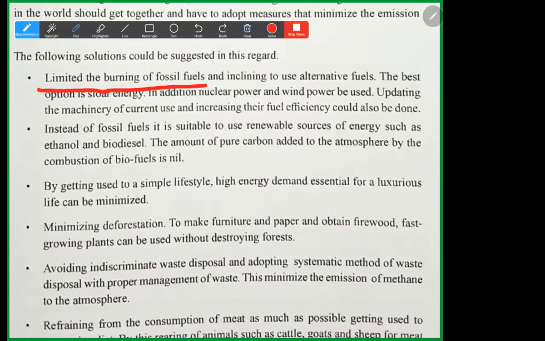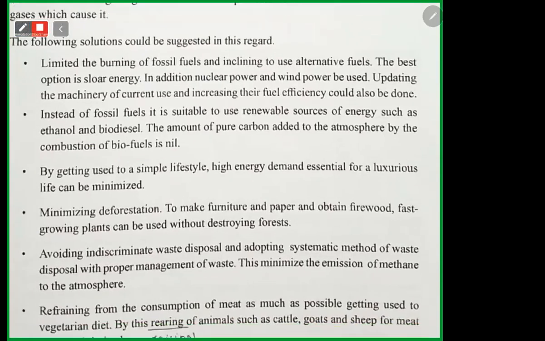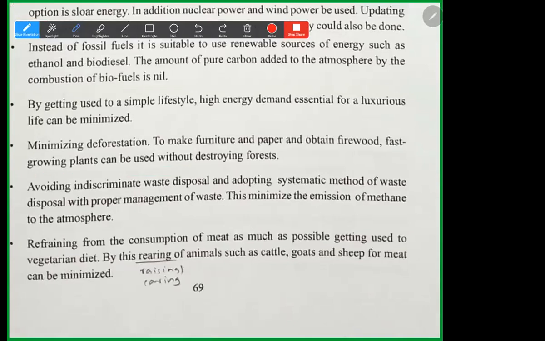Limit the burning of fossil fuels and incline to use alternative fuels. The best option is solar energy. In addition, nuclear power and wind power can be used. Updating the machinery in current use and increasing their fuel efficiency could also be done. Instead of fossil fuels, it is suitable to use renewable sources of energy such as ethanol and biodiesel. The amount of pure carbon added to the atmosphere by the combustion of biodiesel is nil. They are saying that the net increase of carbon dioxide is zero.